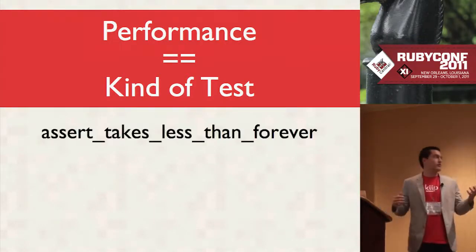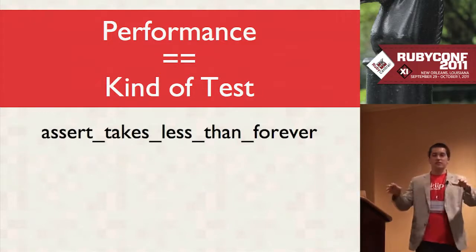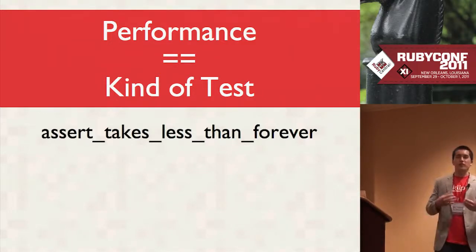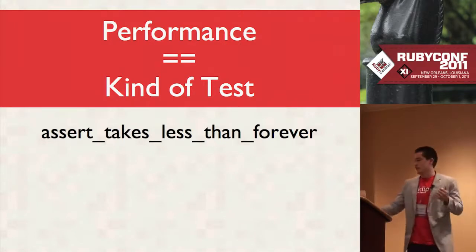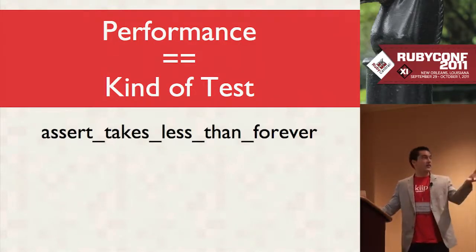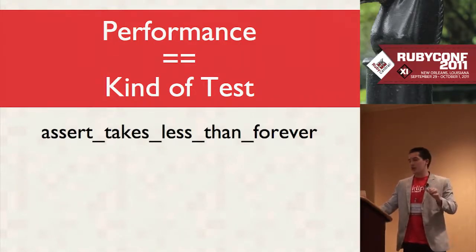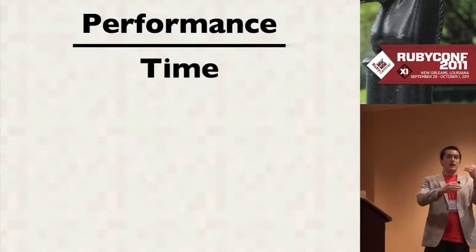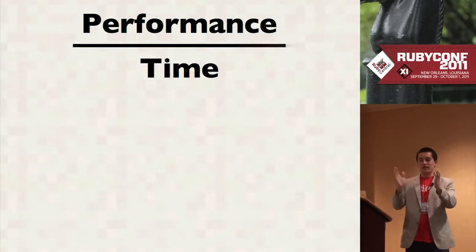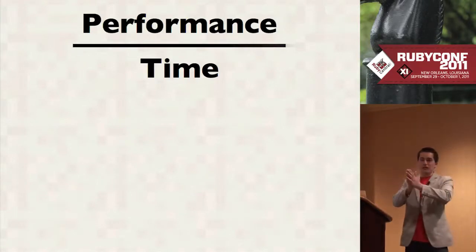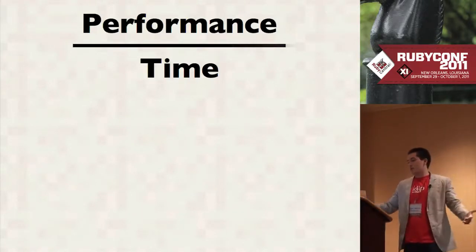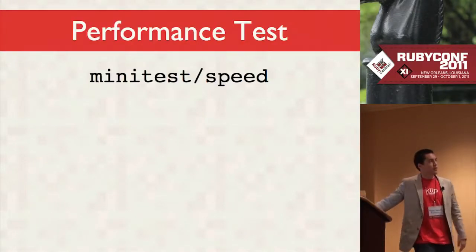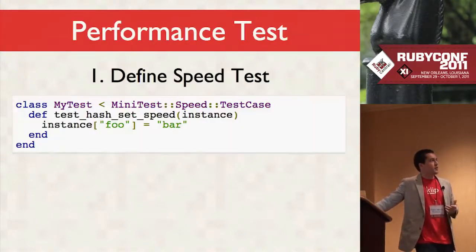So what you really want is an assert that's like assert takes less than forever, and then you just run some code. But unfortunately, performance is a different kind of test. Asserts are instantaneous. Look at the instantaneous state of something. And performance, you actually want to look at performance over time. It's not an instantaneous view of the world. It's a timeline view.